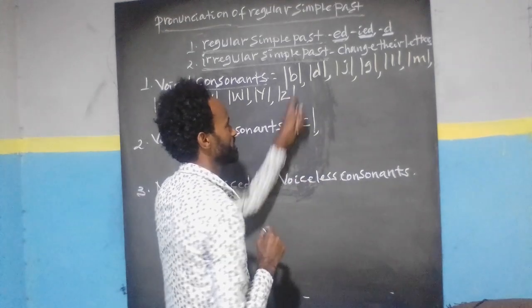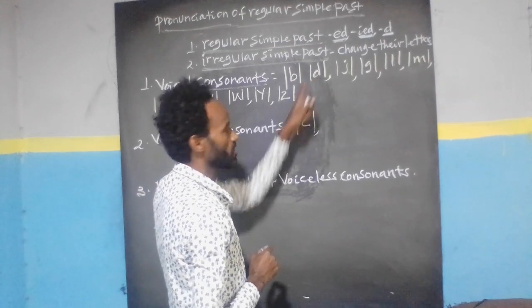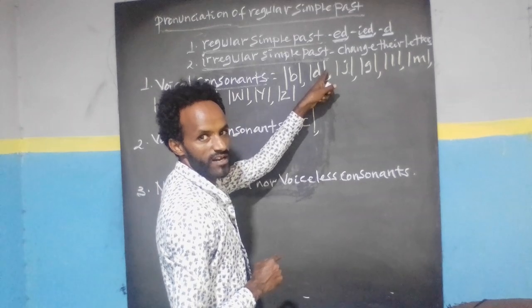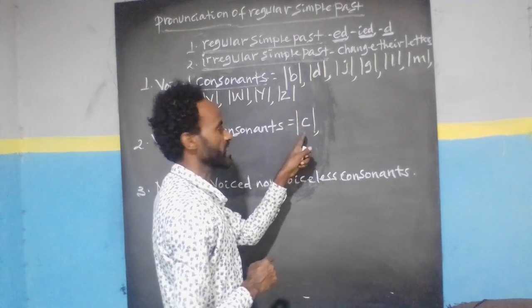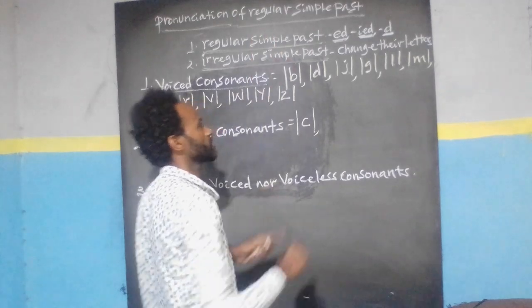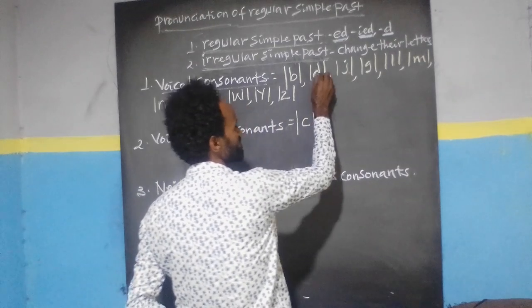And what about the next one? Next to C, there is D. D is a voiced consonant, so we don't use it here. And the next one is E. E is a vowel letter. A vowel letter doesn't play a great role in the pronunciation of the regular simple past, so we jump over it, and then we come to F.